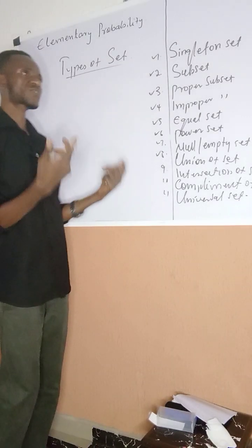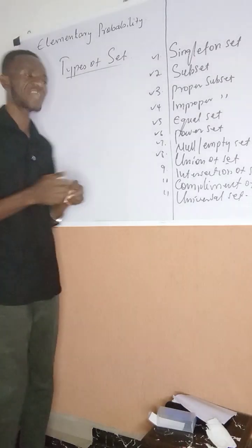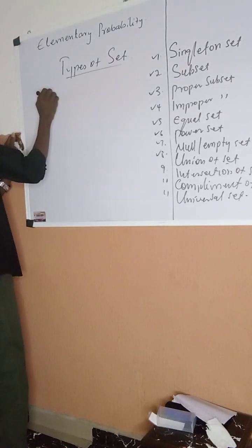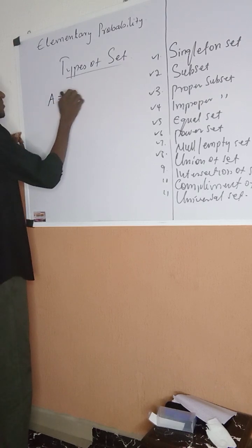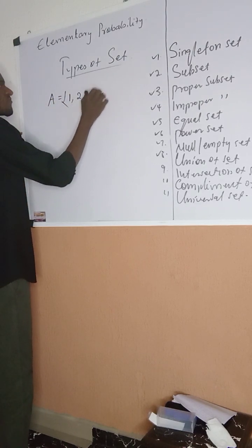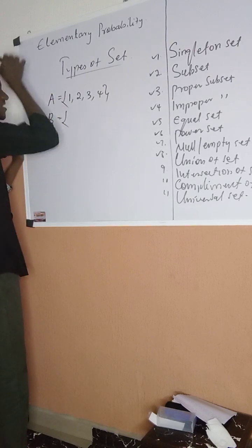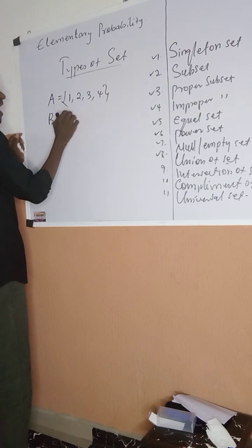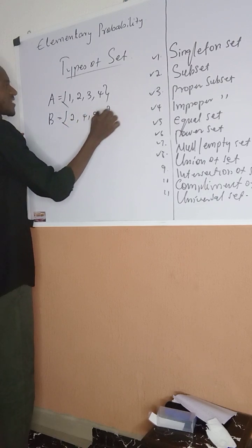For instance, let us consider, for the sake of this class, a set A and B defined this way. So I have a set A, and that set A is defined as 1, 2, 3, 4. And I have a set B, and that set B is defined as what? We have 2, we have 4, we have 9, and we have 10.